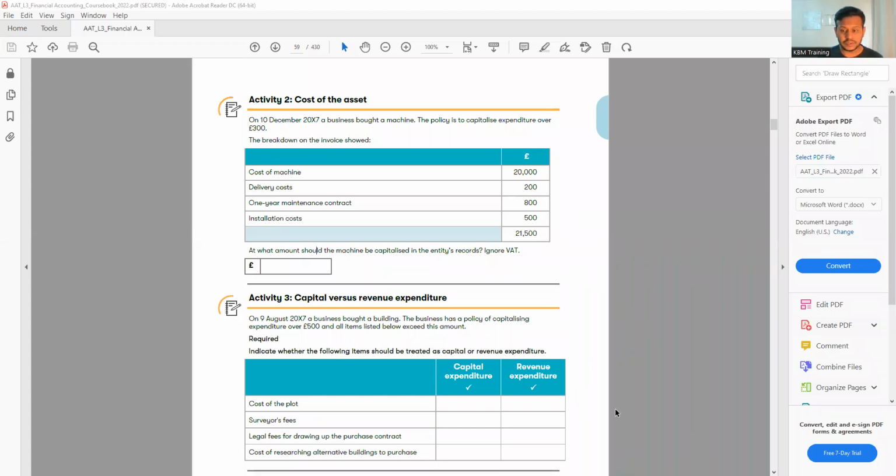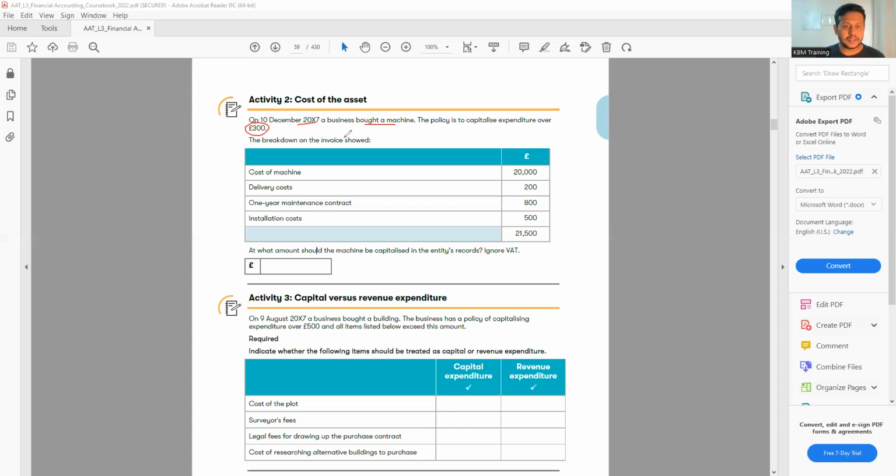So let's try this question. On 10 December 2017, a business bought a machine. The policy is to capitalize over 300. So if any cost is more than 300 total, remember that, total 300. Adding all the costs together, if it is over 300, then we can capitalize it. If it is less than 300, we don't have to capitalize. We can record it as a revenue expenditure.